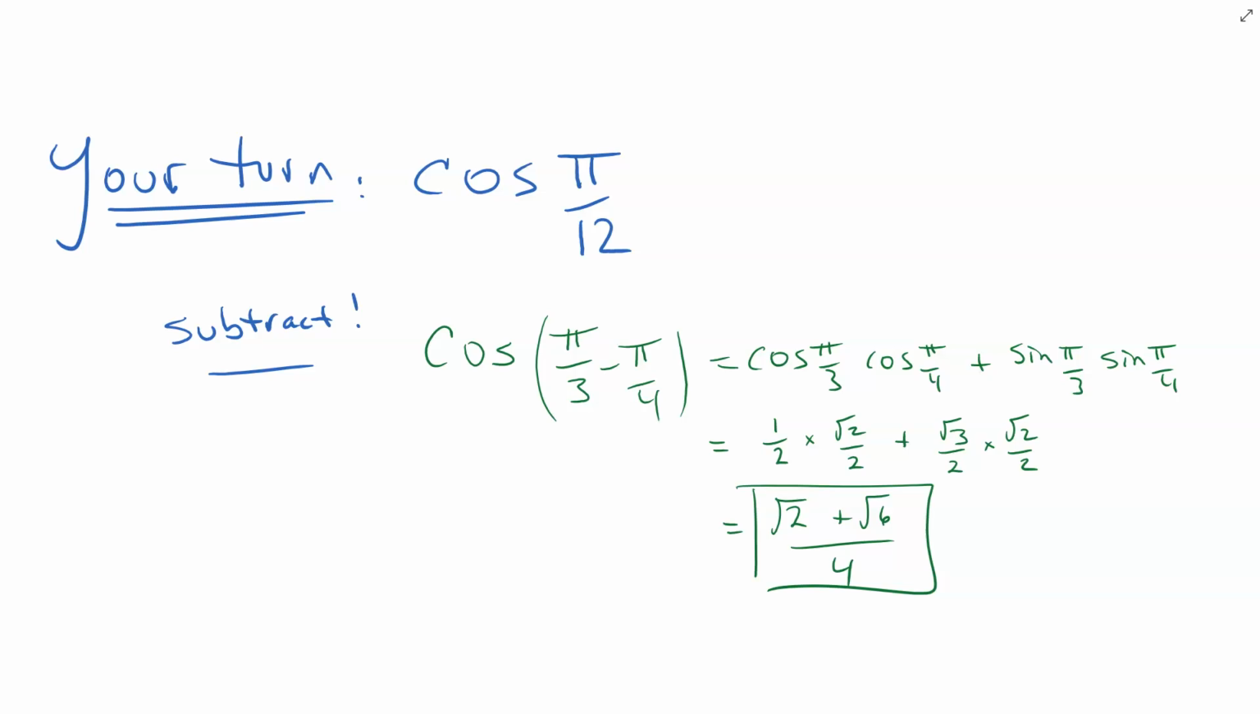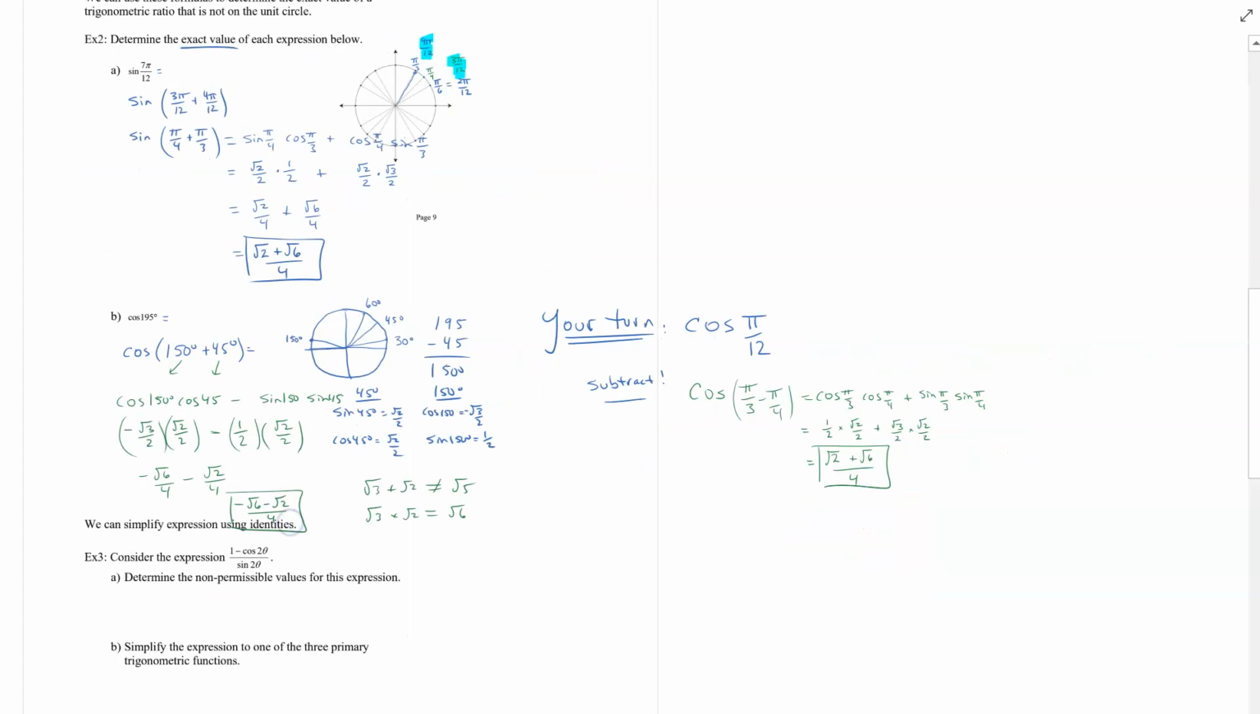So here's what I got for the your turn, the pi over 12. I used pi over 3 minus pi over 4, and so this works out to root 2 plus root 6 all over 4. I hope that makes sense for you. I'm going to go on to the next section here.